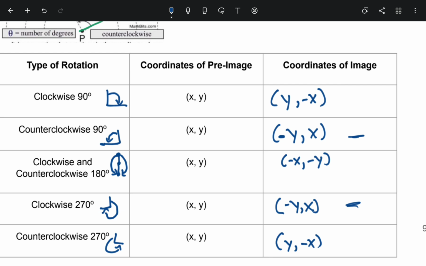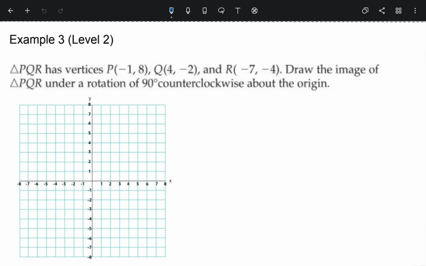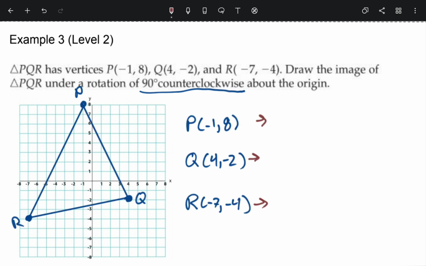So those are the rotation rules. Let's go ahead and put them in practice. So triangle PQR has vertices P negative 1, 8, Q 4, negative 2, and R negative 7, negative 4. We want to draw the image of PQR after rotating 90 degrees counterclockwise about the origin.